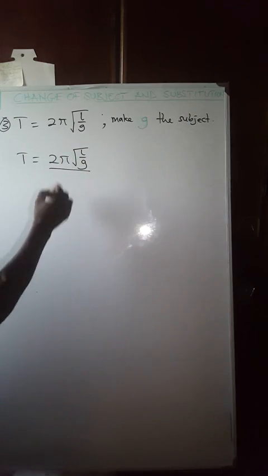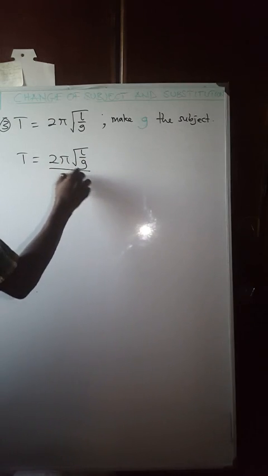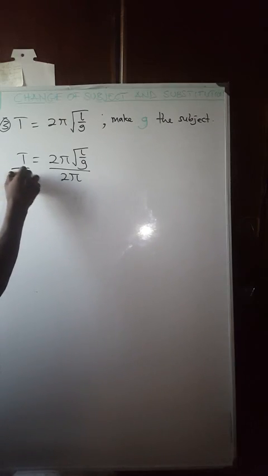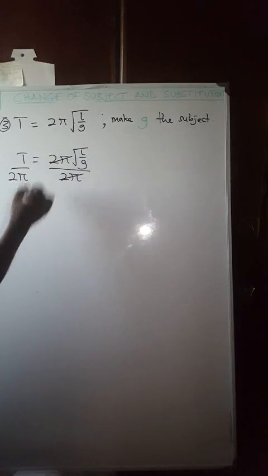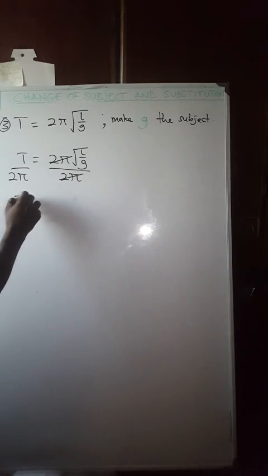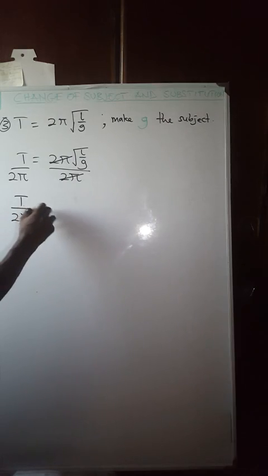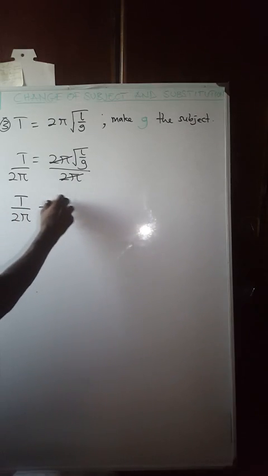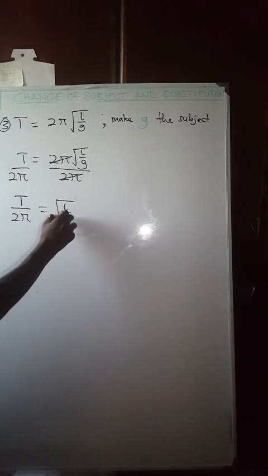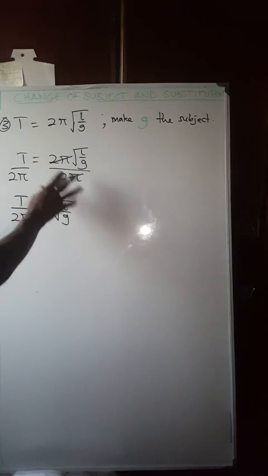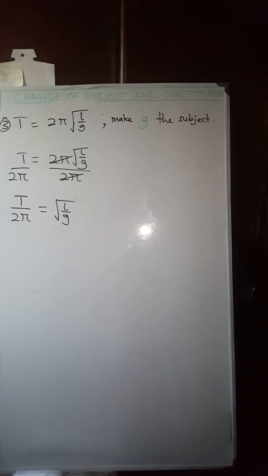We divide both sides by 2 pi so that we can get rid of that. Then we have T over 2 pi. Okay, so now we've been able to isolate the square root of L out of G.